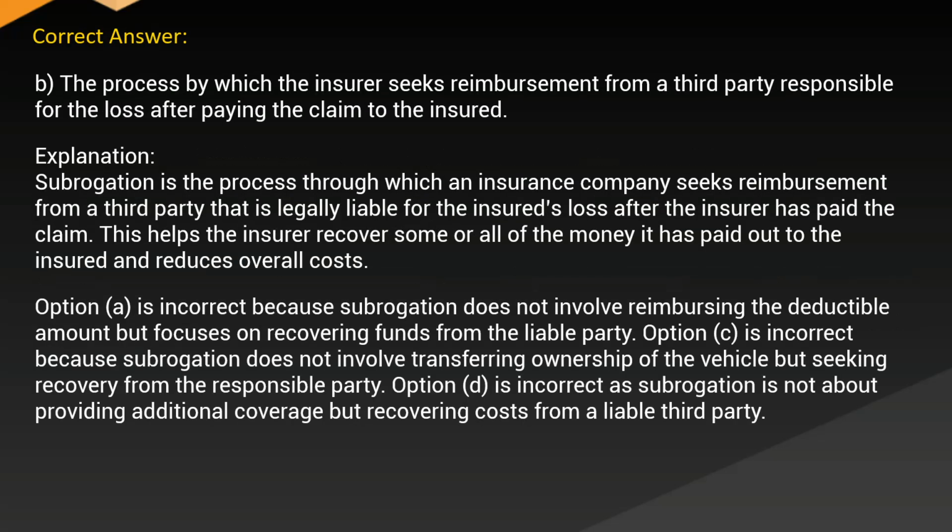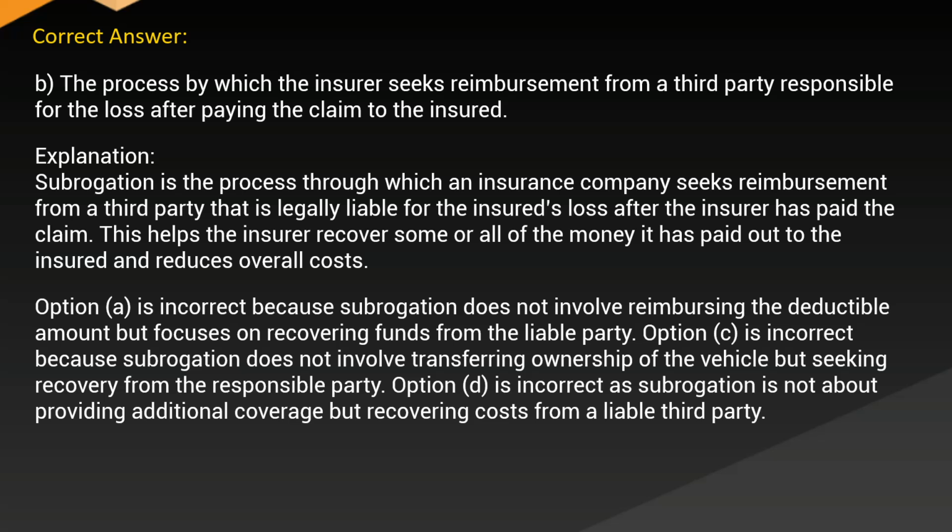Correct answer. B. The process by which the insurer seeks reimbursement from a third party responsible for the loss after paying the claim to the insured. Explanation: subrogation is the process through which an insurance company seeks reimbursement from a third party that is legally liable for the insured's loss after the insurer has paid the claim. This helps the insurer recover some or all of the money it has paid out to the insured and reduces overall costs.